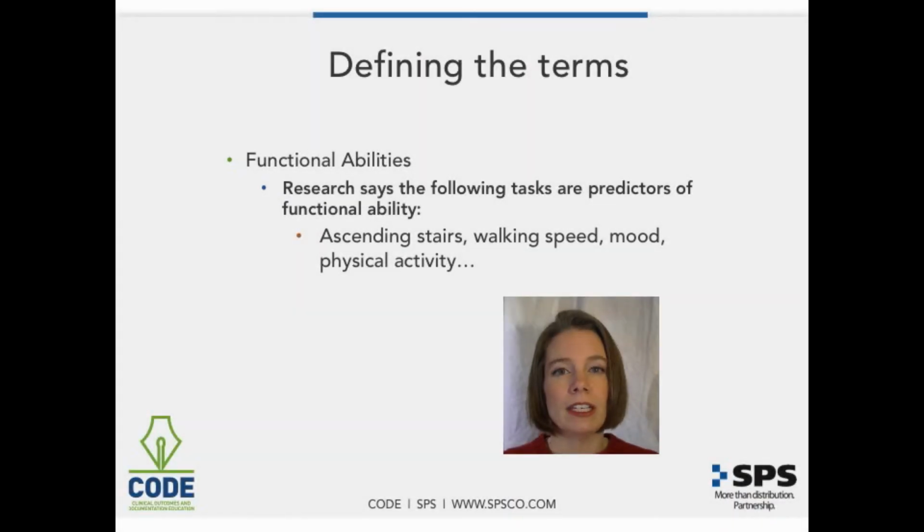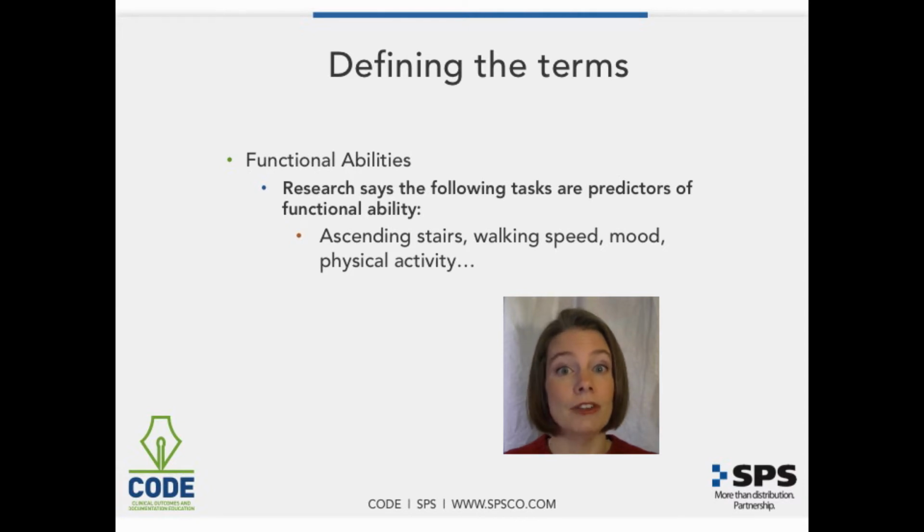So thinking about defining some of those terms that make the LCD a little confusing, let's just run through some of them. One would be functional ability. What does that really mean? Luckily, there's research on this, and research is what CMS uses to make the policies.